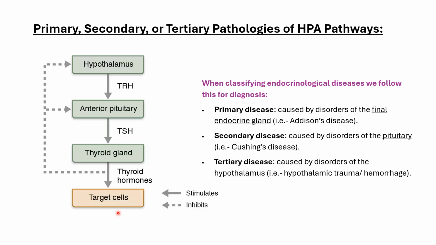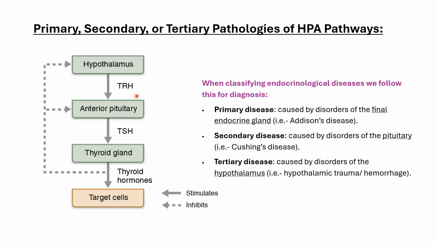Now just imagine there is some problem with the thyroid gland. Because of that, the thyroid gland is not secreting enough thyroid hormones, right? As a result, there are low levels of thyroid hormones in the blood. So we will say that this is a primary disease. Primary disease is caused by the disorder of the final endocrine gland, right? It can be any one. In the case of Addison disease, it will be the adrenal cortex.